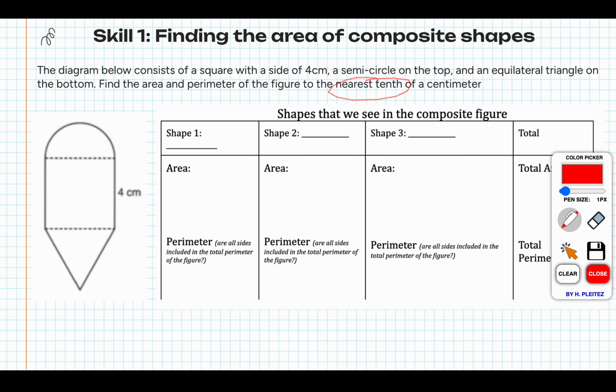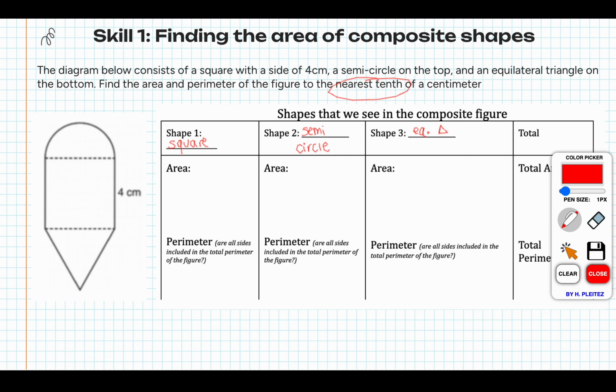So again, we always want to break these figures up into familiar shapes, so it's nice enough to tell us what we have. So we have a square for our first shape, we have a semicircle for our second shape, and remember, semicircle just means half of a circle, and then for our third shape we have an equilateral triangle. And let's go ahead and get started.